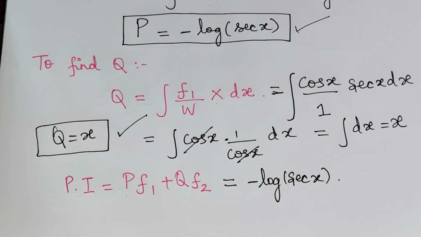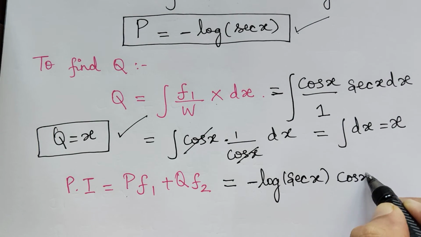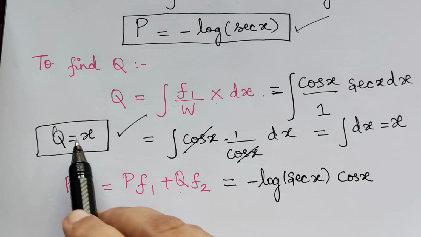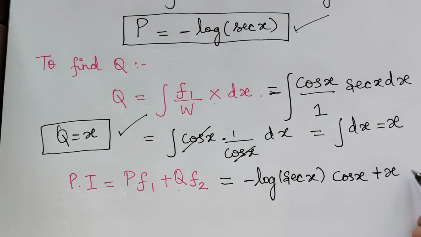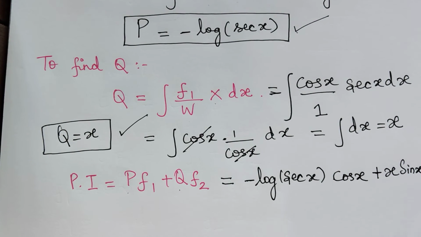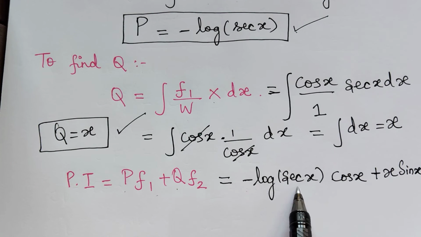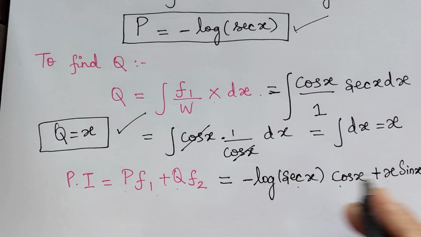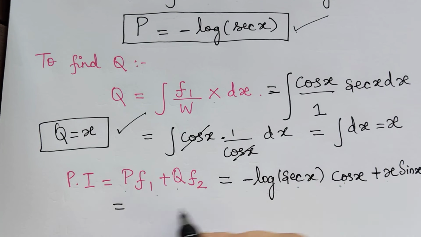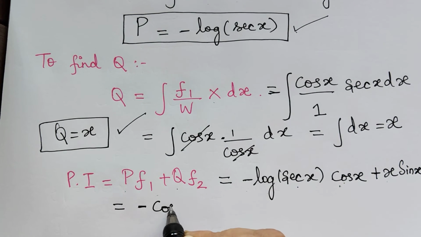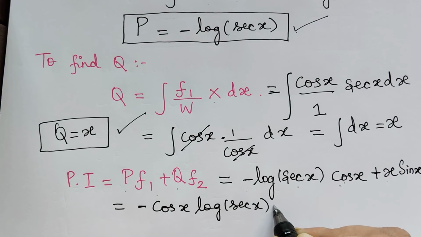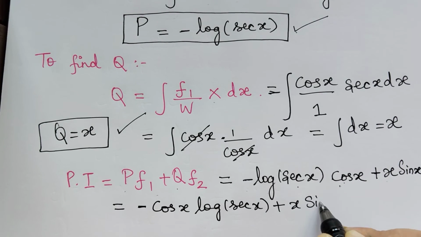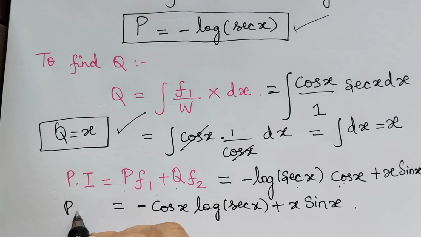So we shall substitute that. So multiplied with cos x, and then plus capital Q. Capital Q is x, and f2 is sin x. So x multiplied with sin x. So we have obtained the particular integral as minus log of secant x cos x plus x sin x. I will write it clearly here. I will write this cos term in the front. So minus cos x log of secant x plus x sin x. So this is our particular integral.